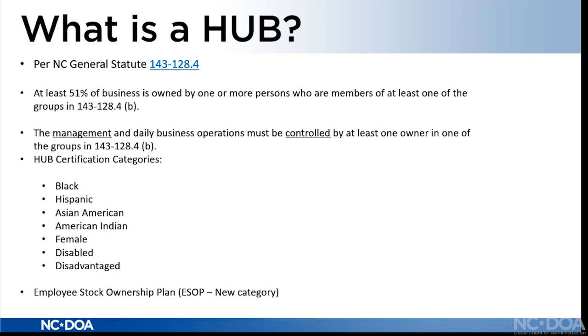So if they don't fall into those top four, then we look to see if the majority of the ownership is female. If they are, that's the certification that they hold, and we stop there. If none of the owners are in those four first categories or the female category, then we look to see if the owners are disabled or disadvantaged. And we see a lot more disabled than we do disadvantaged. We don't see a ton of either of those certification categories, but we see more disabled.